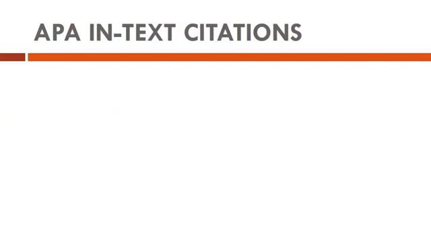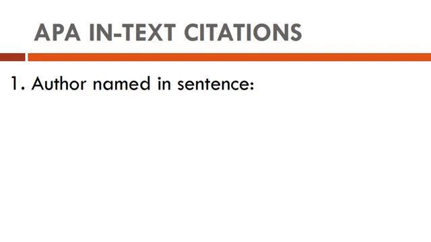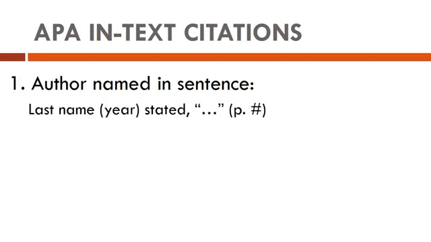When using APA, there are 2 ways to properly include an in-text citation. Remember, it is not only necessary to include an in-text citation, but you must also always do it properly. The first way is when you name the author directly in your sentence. If you do this, you must include the year of publication in parentheses immediately after the author's last name, and then you put the page number, again in parentheses, after the quotation.